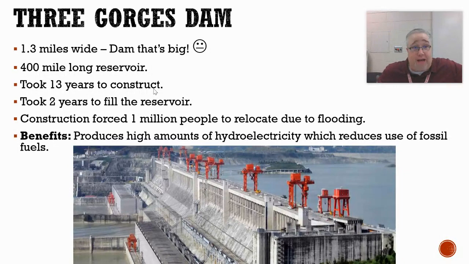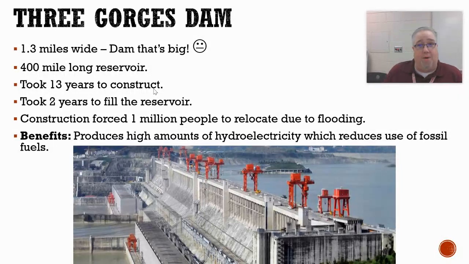There's some pros and cons with it. I guess the big benefit is it's a hydroelectric dam, so it produces a ton of electricity without using any fossil fuels. And that's kind of a big issue, which we'll talk about in the next unit. But this thing is used to generate a tremendous amount of electricity. Oh, by the way, this thing is in China. I should probably have written that on here, but anyway, it produces a lot of electricity for China.